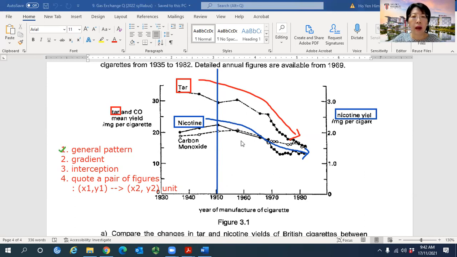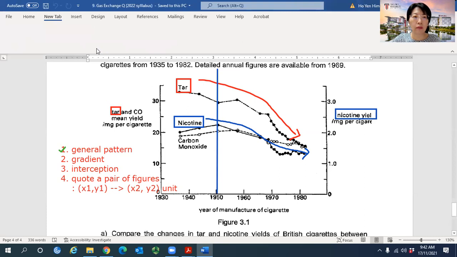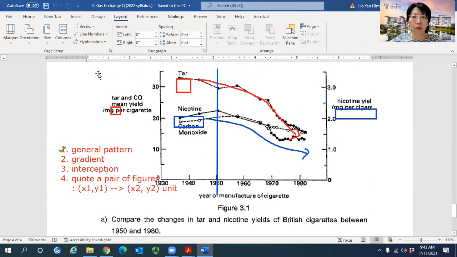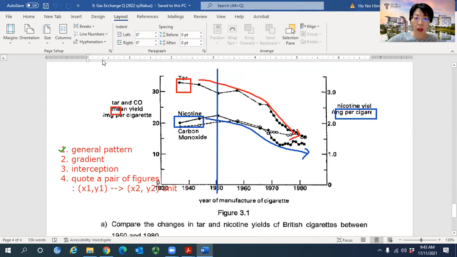Completed. Now, secondly is the detail. Before we move on to the detail, we need to check how many marks are given for this question. Okay, 2 marks only. So I already obtained 1 mark for the general statement. For the second mark, it's very easy. I have to quote figures, because every time you are asked to describe a graph, there will always be a mark given to quote the figures.